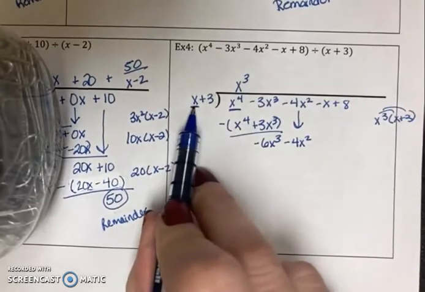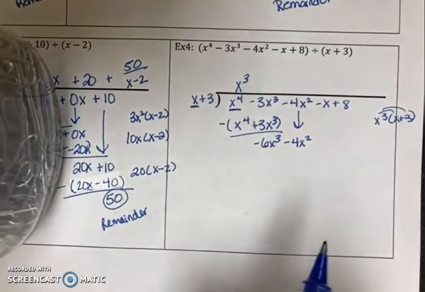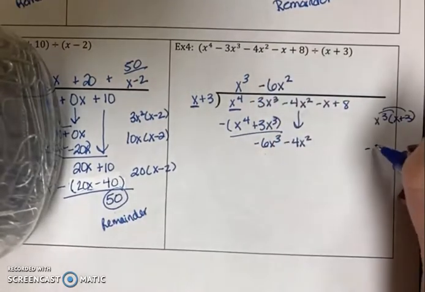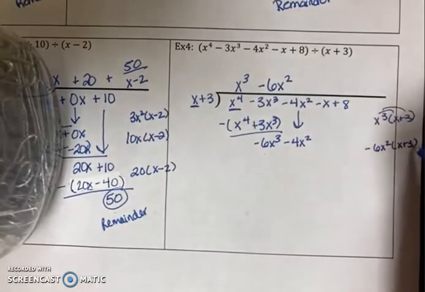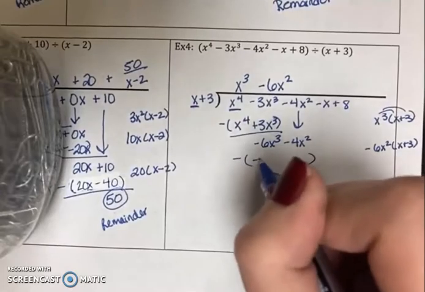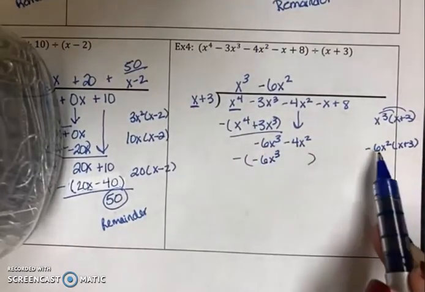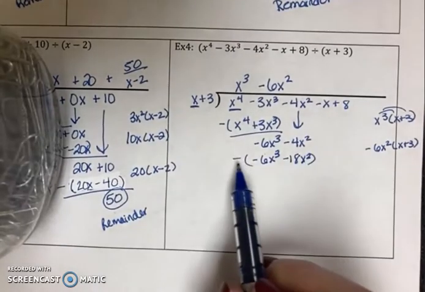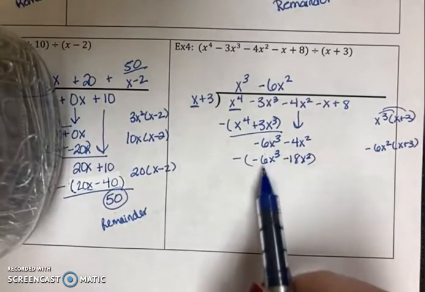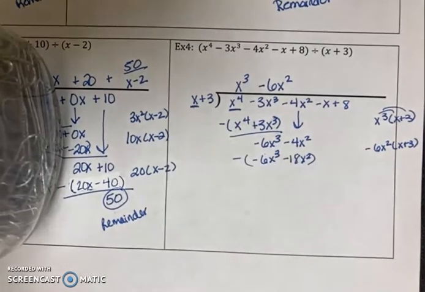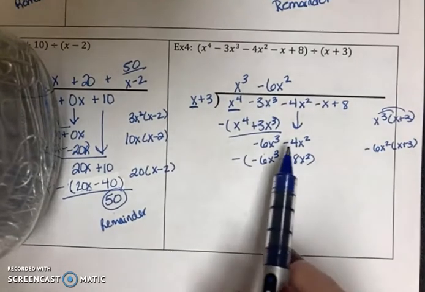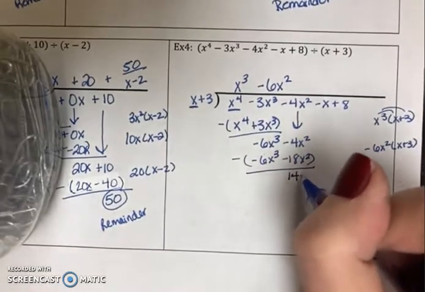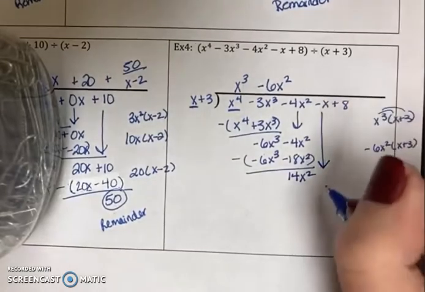What do I have to multiply x by to get a negative 6x cubed? Well, the answer to that would be a negative 6x squared. So I multiply negative 6x squared by the divisor. That gives me a negative 6x cubed, and then a negative 18x squared. Because we're subtracting, these both become addition signs. So these cancel, and then 4 plus 18, or I meant to say a negative 4 plus 18 would give me a positive 14x squared. Bring down that negative x.